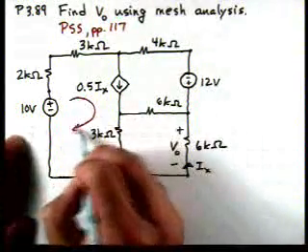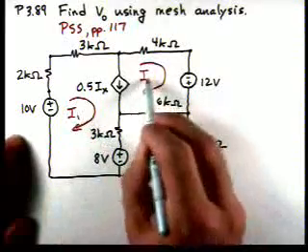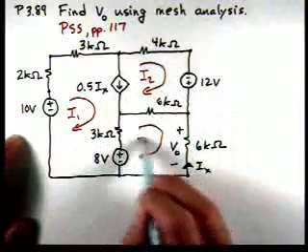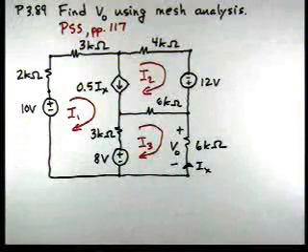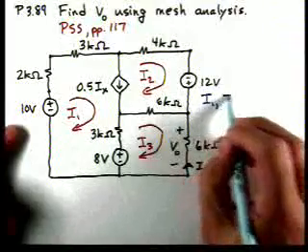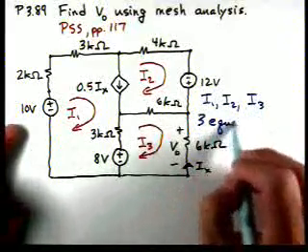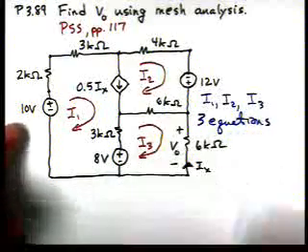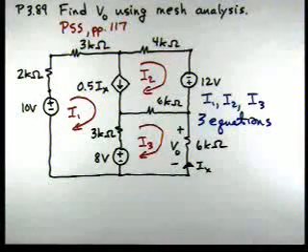Let's assign mesh currents. Okay, so there are our assigned mesh currents. So now we have three unknowns, I1, I2, and I3. We're going to need three equations, and since we have a dependent current source, we're going to have a constraint equation.